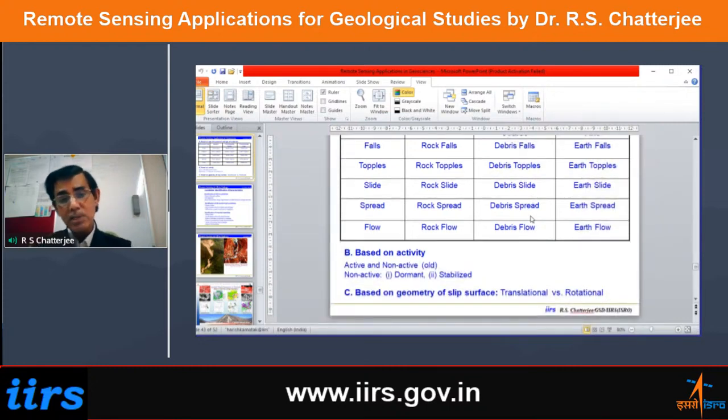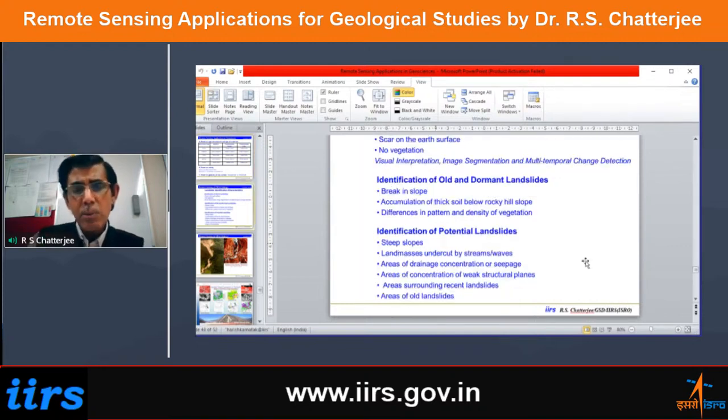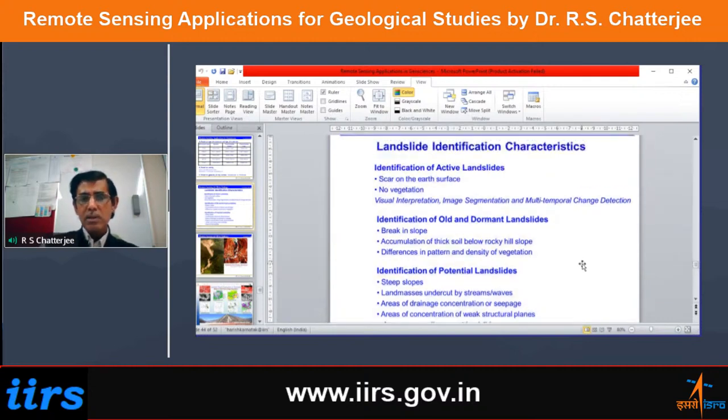Now, based on the activity, it can be active, it can be non-active, and non-active means old. It can be dormant as well. See it? Based on the geometry of the landslide, it can be planar, it can be rotational, curved, so many things are possible. But how is remote sensing helpful in landslide studies?